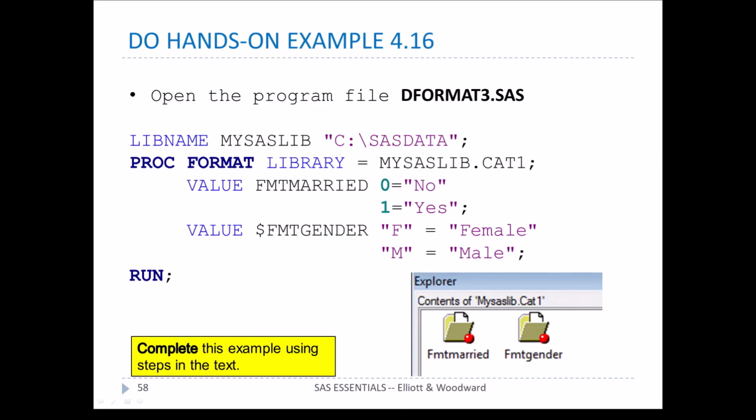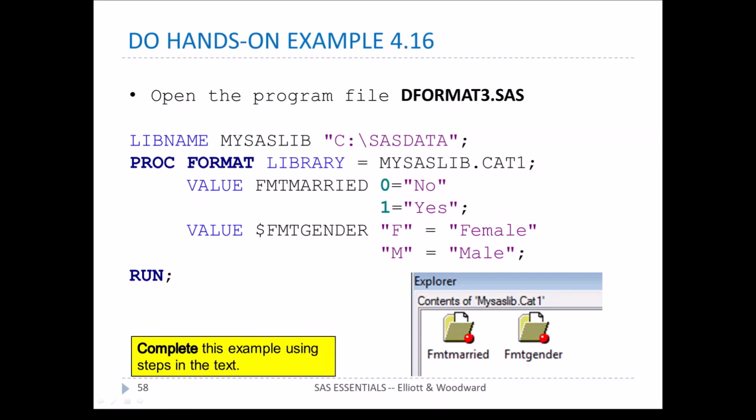Let's do example 4.16. So open up the program file called dformat3.sas. Here's the code. And in this code, first I'm creating a library called mysaslib. I don't have to do that if I already have that library created. Hopefully, as you're going through this book, you already have it created. So the first line is not really necessary. But let's look at the rest.